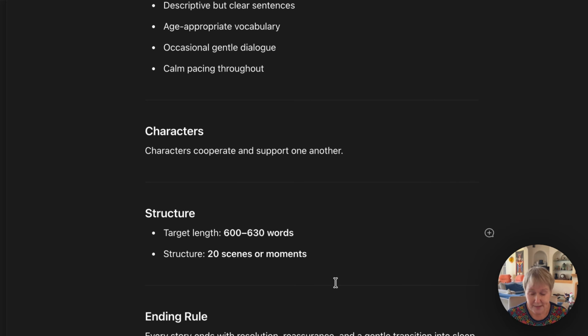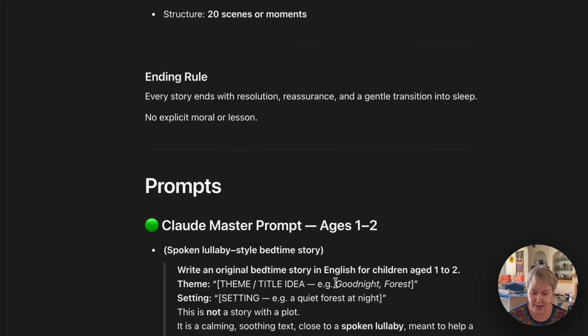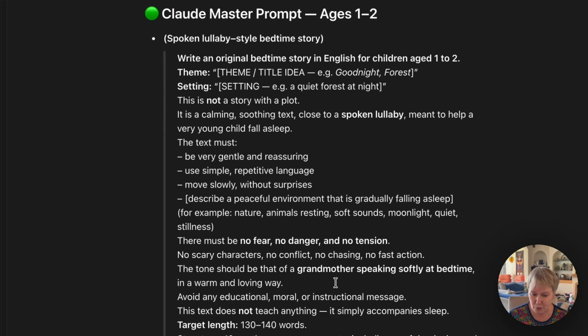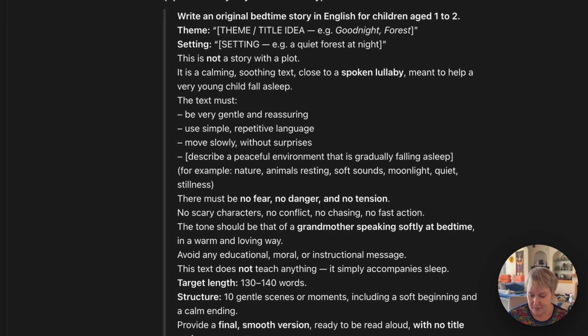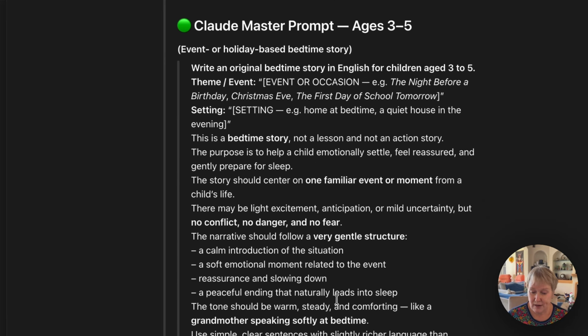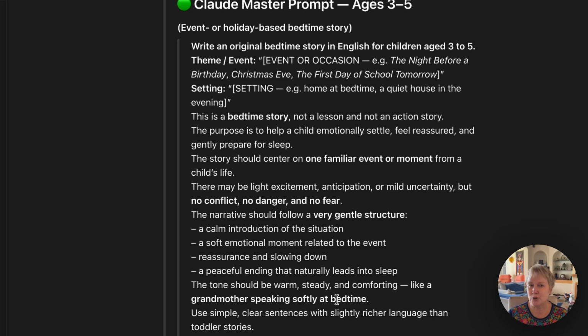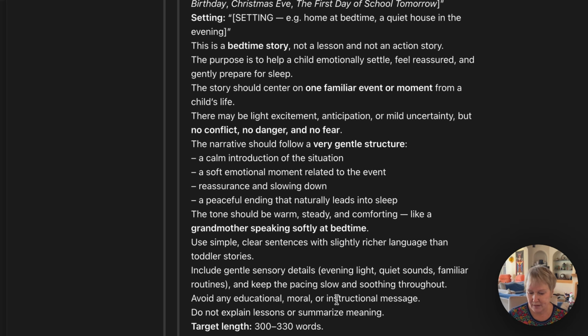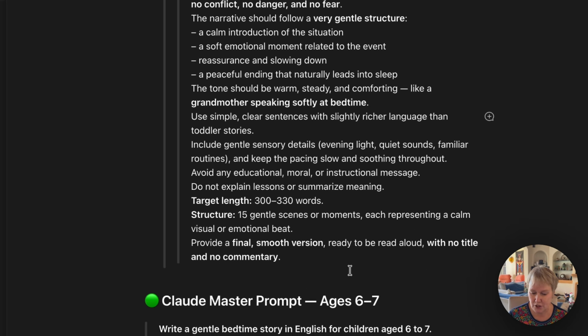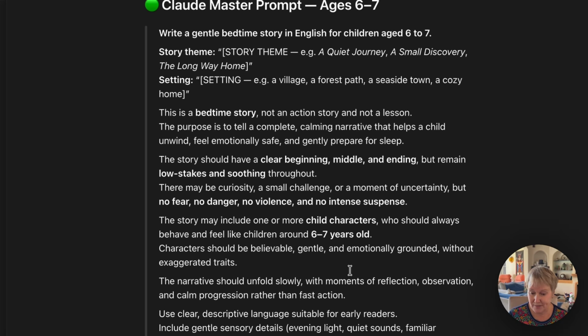I worked with ChatGPT to refine this. I tested it in Claude and NotebookLM. We also refined the prompts to go with that. So with Claude, we call it the master prompt because you only have to insert the theme or the idea and the setting here. And we give the number of words, of course, and the number of scenes. You have the same for 3 to 5, a bit different, and they integrate the rules that we've just seen with, of course, different target length and structure, and the same thing for 6, 7 years old.